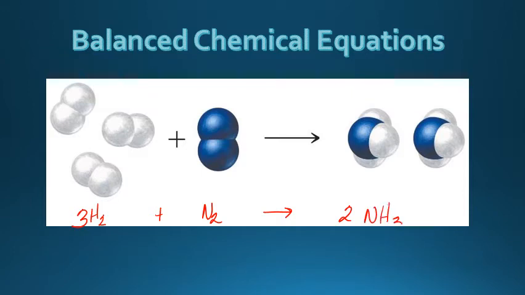Now those coefficients certainly don't add up. 3 plus 1 does not equal 2, but here I have 6 hydrogens. Here we have 2 times 3, that makes 6. Here we have 2 nitrogens, and 2 times 1 is 2. Yay, it's balanced. Let's see what else I have on these handy dandy slides.